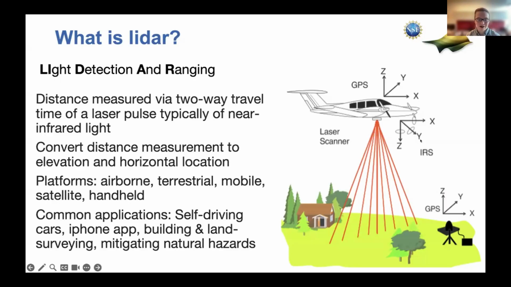And there's many applications of LiDAR. Perhaps at least most commonly seen in Phoenix are self-driving cars, and they use LiDAR sensors to help navigate. iPhones also have a LiDAR app that you can move around and get a LiDAR data set of your room or outside area. LiDAR is also very commonly used in industry for building and land surveying. And then within many applications, academic, insurance, among others, LiDAR is important for mitigating the impact of natural hazards.